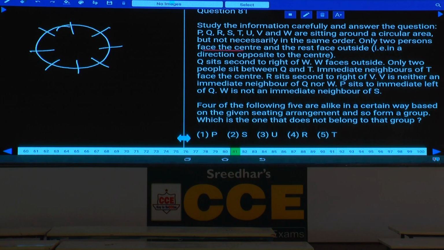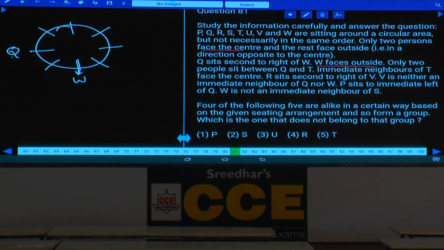Now W faces outside, clearly given. As W faces outside, I am fixing this W at this place. Now we can fix at any place, isn't it? Now W is seated, W away from the center. And Q sits second to the right of W. As W is facing away from the center, Q sits second to the right of W, hence Q must be at this place.